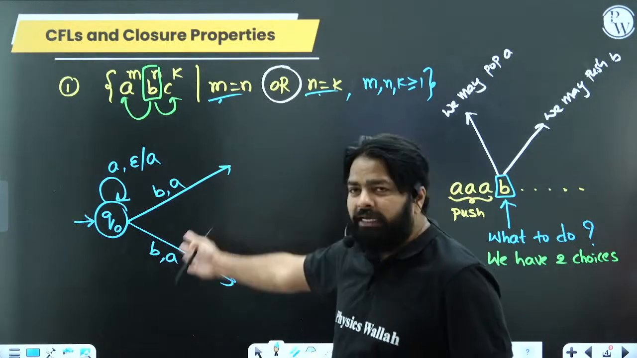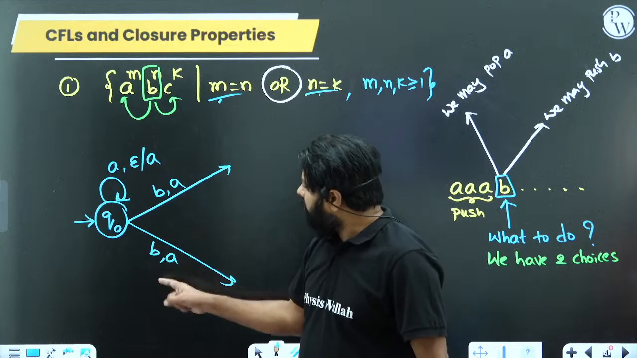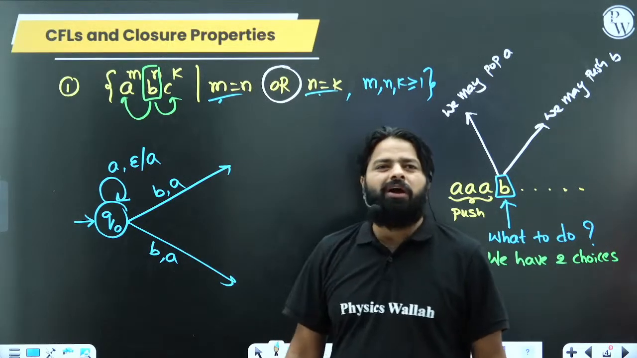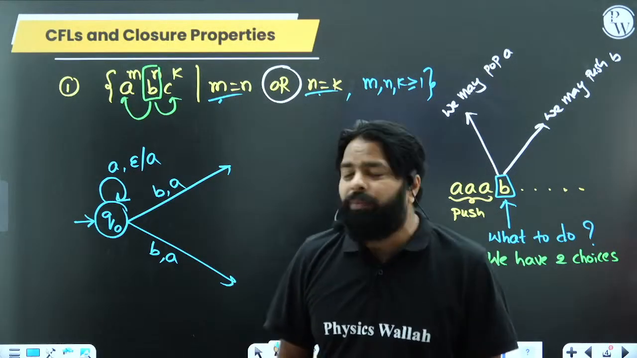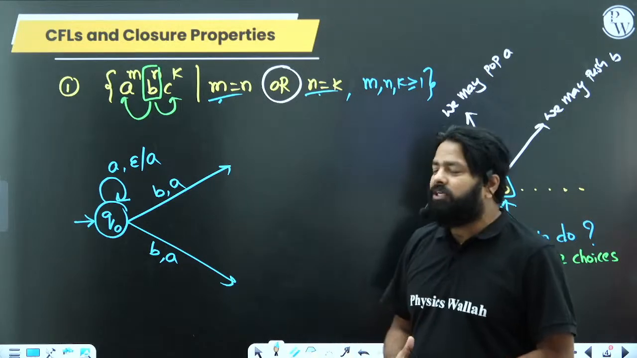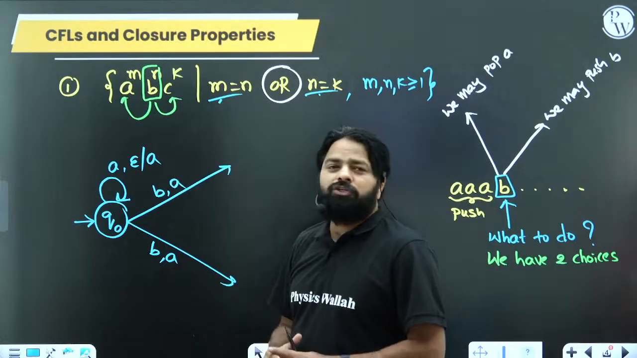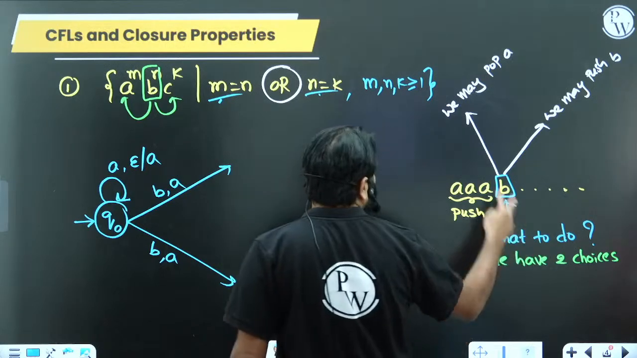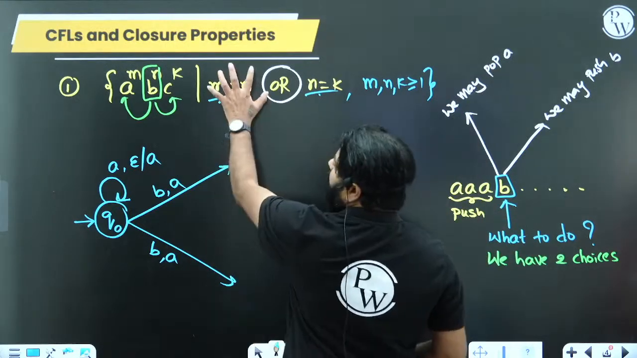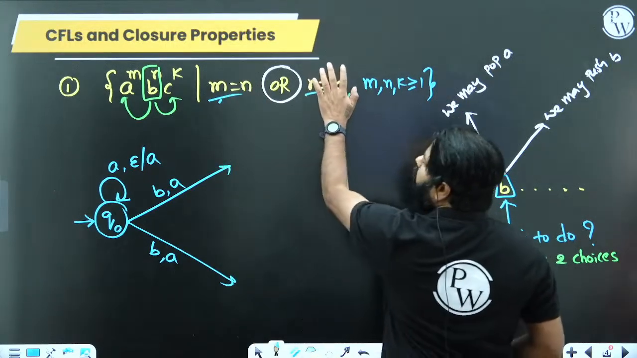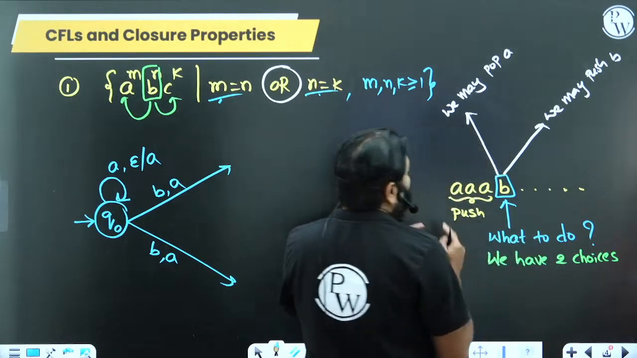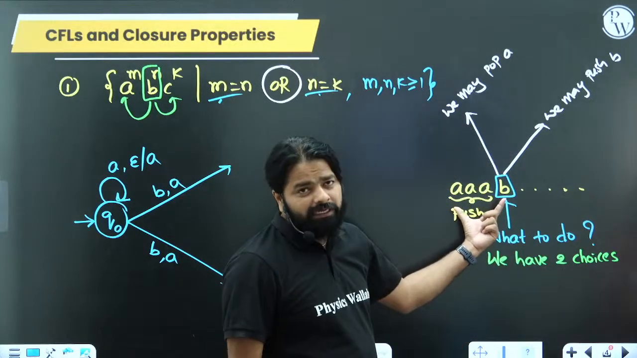With the same input and same top of the stack, you are not able to decide what to do because you don't have a deterministic operation. You can't say push, you can't say pop, so I have two choices. We may pop the A to satisfy this one, we may push the B to satisfy the other condition, because there are two kinds of strings which can follow the same sequence.